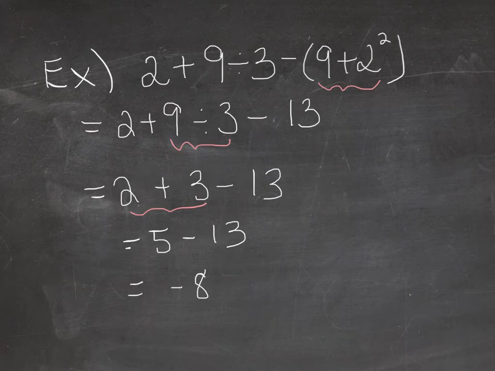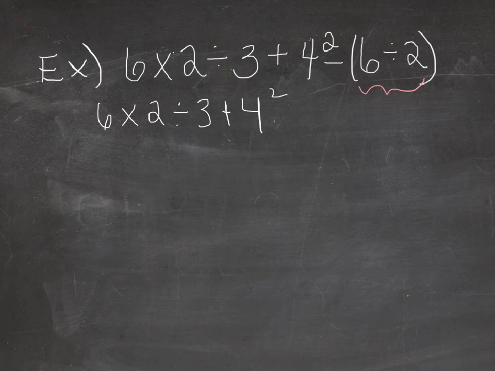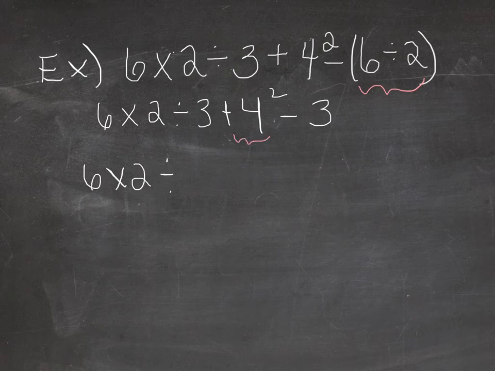Okay, next example. So 6 times 2 divided by 3 plus 4 squared, and then subtract 6 divided by 2. So again, I have a set of brackets, so I should evaluate that first. So keeping everything in the same place as before, so 6 times 2 divided by 3 plus 4 squared, and then subtract 6 divided by 2 would be 3. And since I'm just left with one number there, I can remove the brackets. So now I have an exponent, so I should evaluate this. So I have 6 times 2 divided by 3 plus 4 squared is 16, and then still subtract 3.